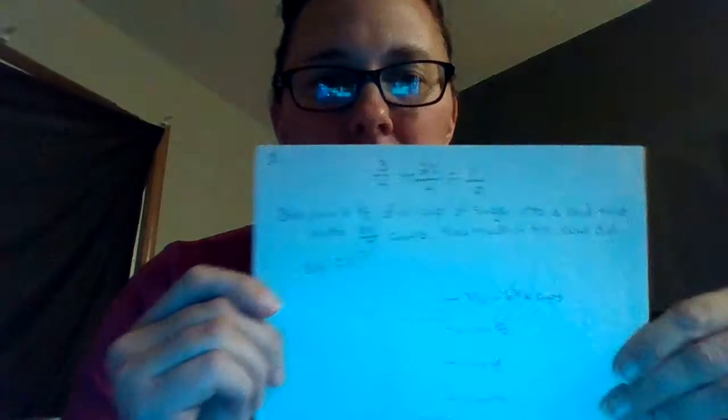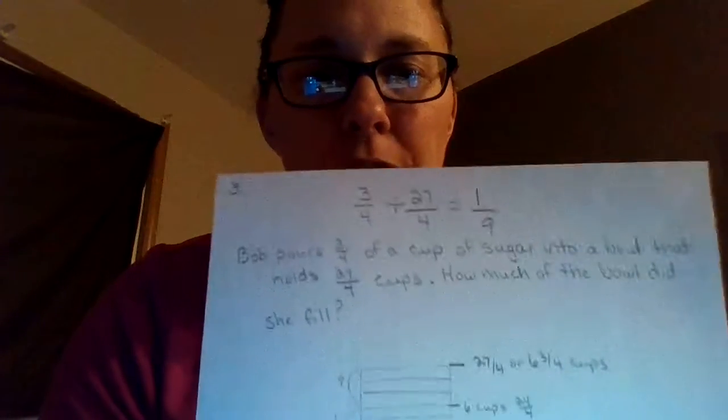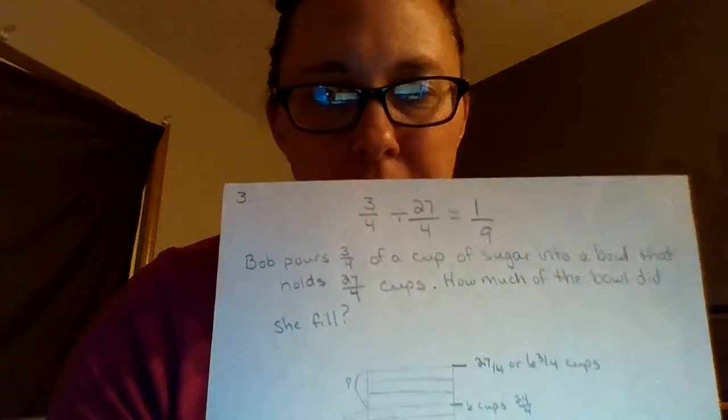Number 3 is 3/4 divided by 27/4 equals 1/9. My story to go along is Bob pours 3/4 of a cup of sugar into a bowl that holds 27/4 cups. How much of the bowl did she fill?